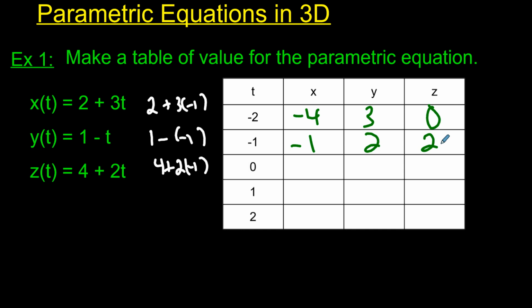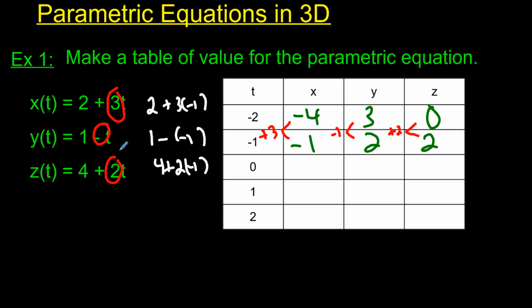One thing that you might start noticing here is a pattern. From -4 to -1, it goes up by 3. From 3 to 2 goes down by 1. And from 0 to 2 goes up by 2. Those numbers should stand out over here. They are the coefficients of the t, which acts like our slope, the way slope behaves in slope-intercept form. So that's how the x's, y's, and z's are going to change.